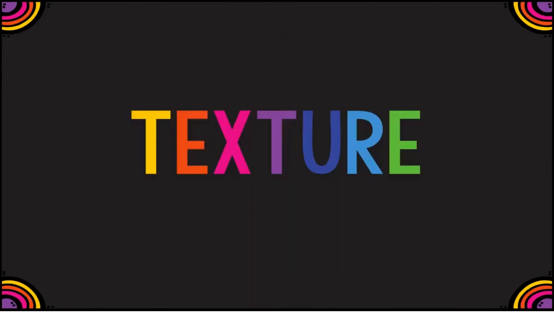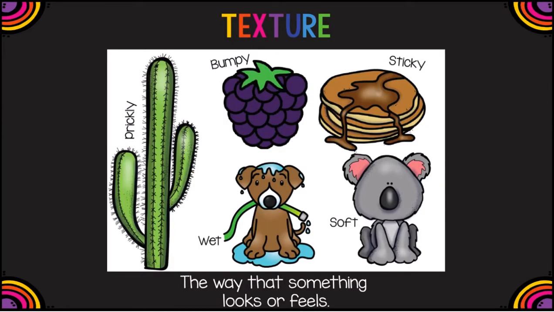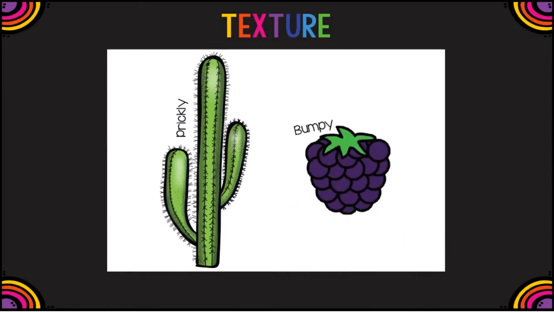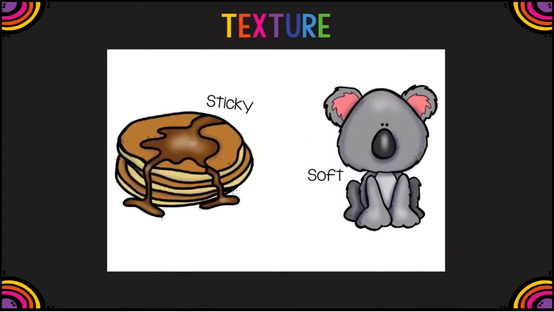Texture. Texture is the way that something looks or feels. Here you can see that the cactus has lines drawn on it to make it look prickly. The berry has rounded circles to make it look bumpy. The syrup is drawn to be dripping over the pancakes, and white is added to make it look shiny and sticky. The koala is drawn with zigzag lines to make it look fluffy and soft.